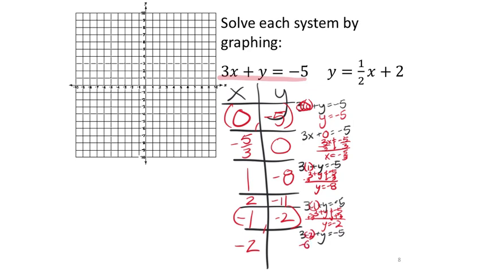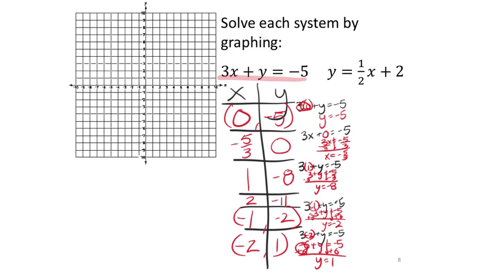Okay, so that's going to be negative 6 plus y equals negative 5. Principle of equality is going to add 6 to both sides. Zero that out, then y equals 1. So negative 2, 1. All right, now that's as much space as I have for my table. Let's see if that's enough.